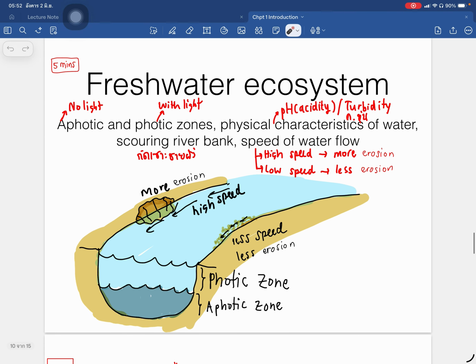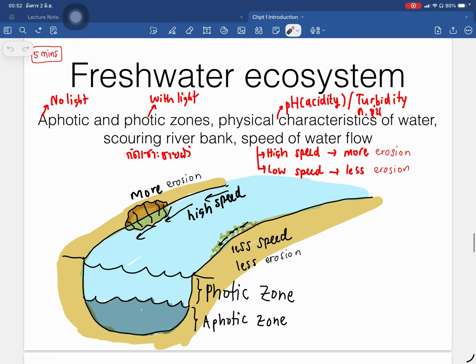The next one is the freshwater ecosystem. The freshwater ecosystem here separates into two different zones by depth. In the first layer, sunlight can pass through the water, so it is called the photic zone, meaning the zone that has light shining through. After that, we have the second layer, the layer that sunlight cannot pass through. This one is called the aphotic zone. Okay, the photic zone and aphotic zone are physical layers that depend on the light.